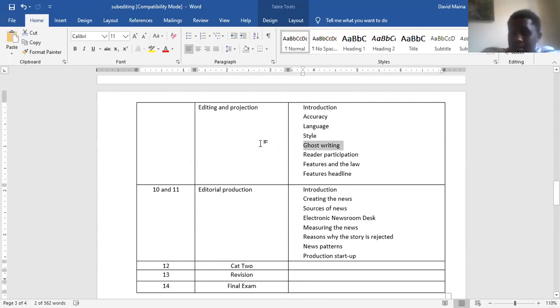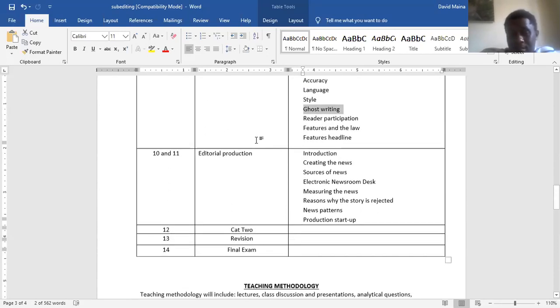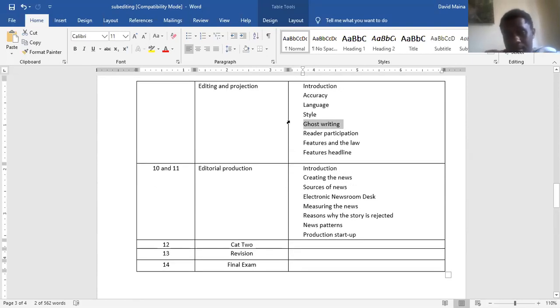Ghostwriting. Yeah. It's like let's say someone writing, and then another person taking the credit. You can do that. Actually, it means that it is you writing the story, then somebody else just puts, you know, a byline.